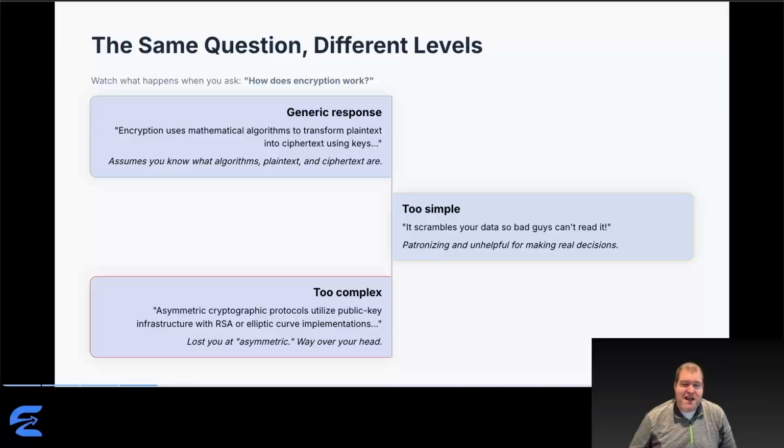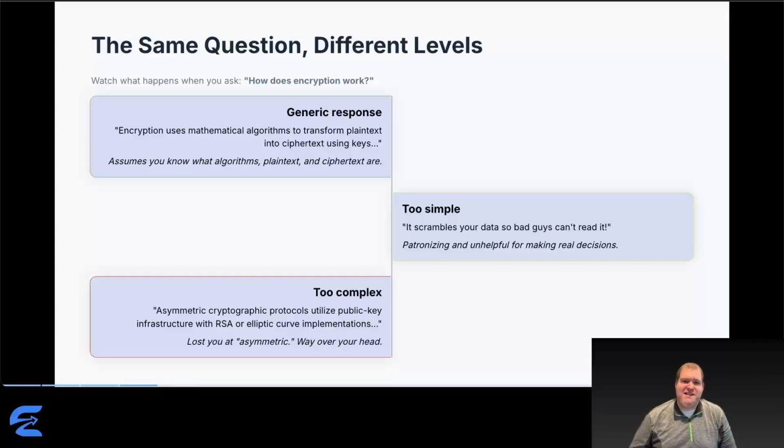Say you ask, how does encryption work? Pretty straightforward question, right? Without any context, you might get something like, encryption uses mathematical algorithms to transform plain text into ciphertext using keys. Okay, but what if you don't know about algorithms, plain text, or ciphertext? That explanation just created more questions than it answered.